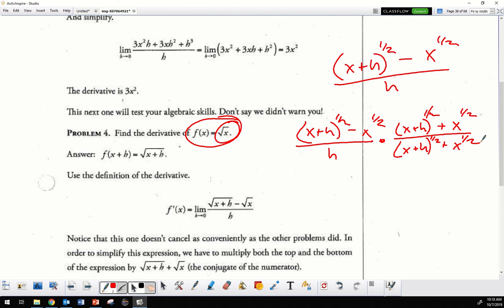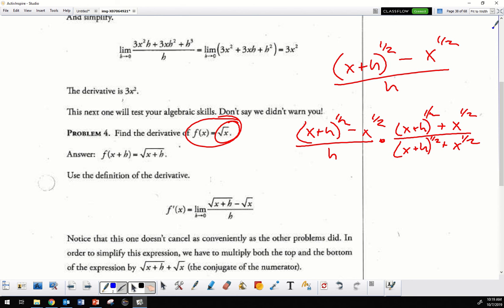All right, so right here, it is ugly, but it is still 1. It's still a value of 1 because everything on top and everything on bottom are the same. So when I distribute this, I'm going to change it blue, just because I feel like it.